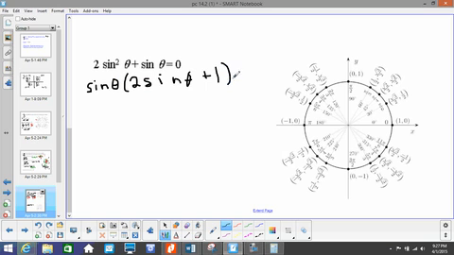Not my best handwriting day. Sorry about that. I'm writing with a mouse. I'll try and make the next line look a little bit better. So you're going to take that sine. All right, I just said I was going to make that look better, and I made it look worse.